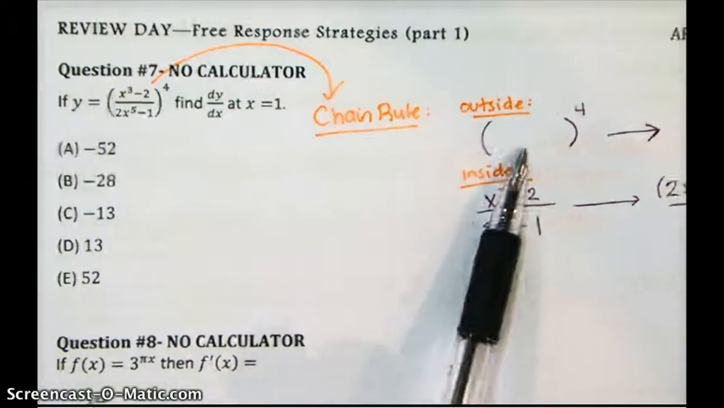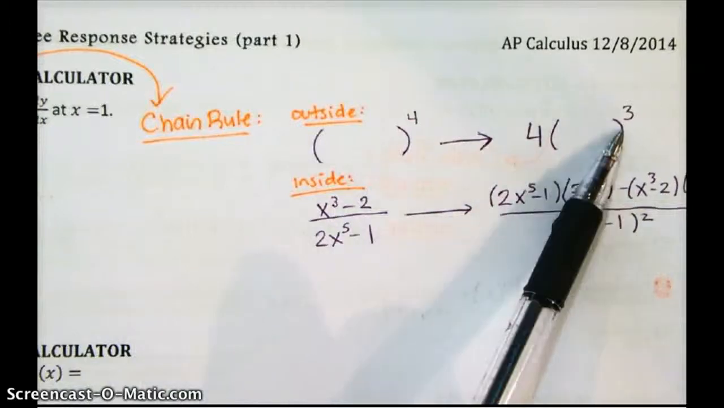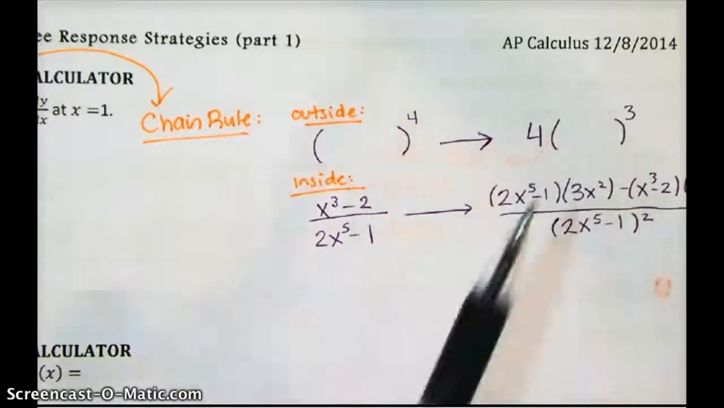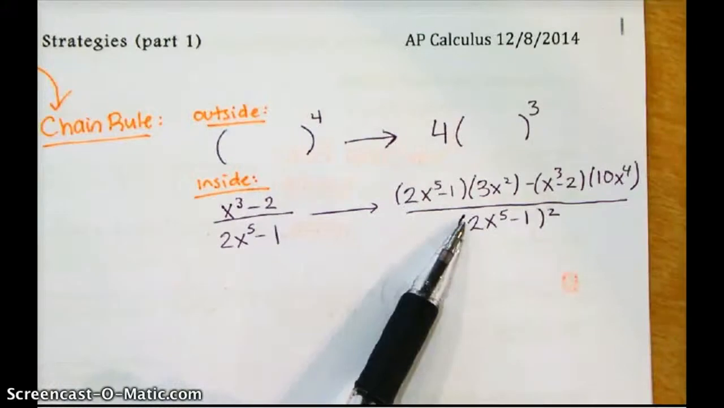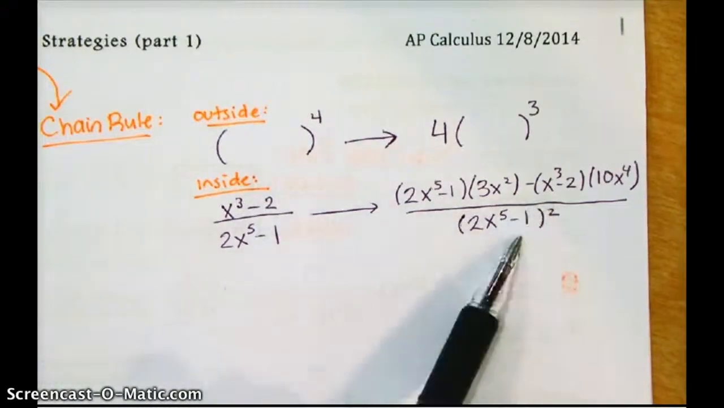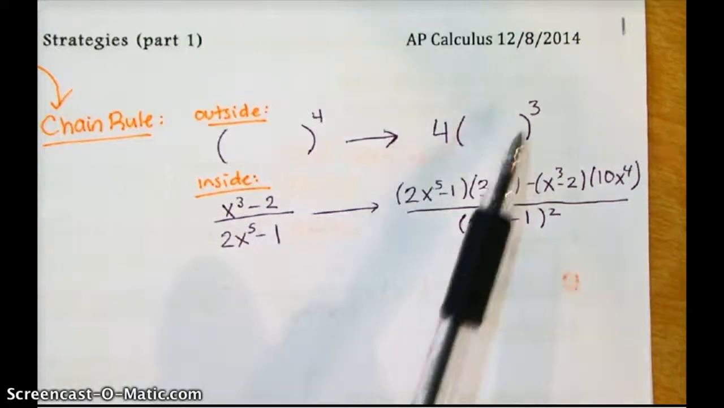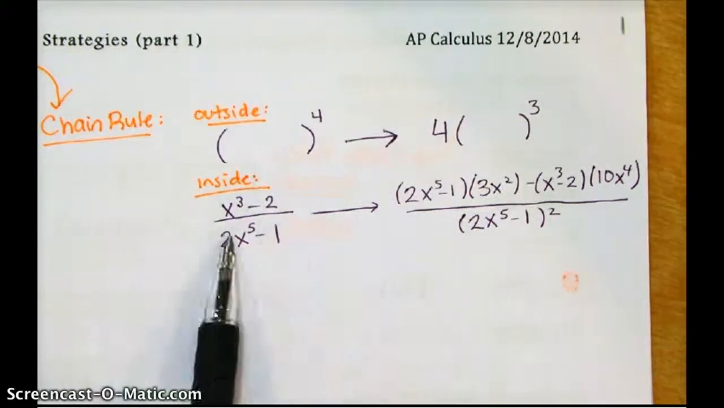My outside function is something to the 4th power. The derivative of that is 4 times something to the 3rd power. That's just power law. The inside function is a quotient, so I use quotient rule to take the derivative. Double check my math really quickly. Make sure you know where each of these terms comes from. And we'll put it all together. So you take the derivative of the outside, plug in the inside, multiply the derivative of the inside.